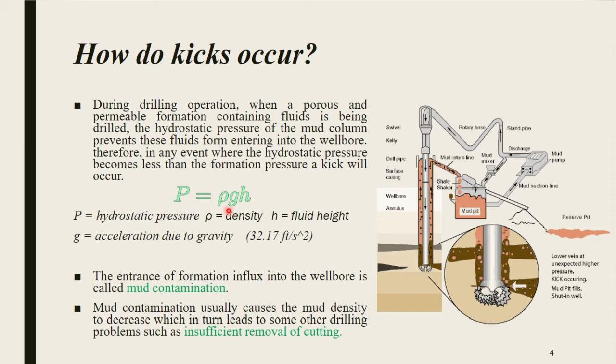This is the formula of hydrostatic pressure. It depends on density and the height of the fluid, and g is the acceleration due to gravity, which is 32.17 feet per second squared. This is constant, so we're going to exclude it from the formula, and we're only going to focus on density and height of the fluid. Technically, we're talking about mud here.